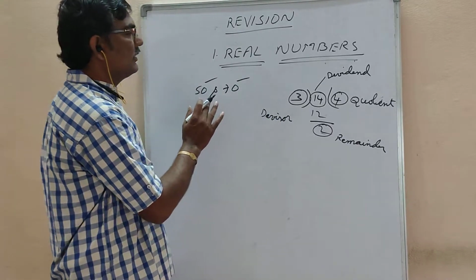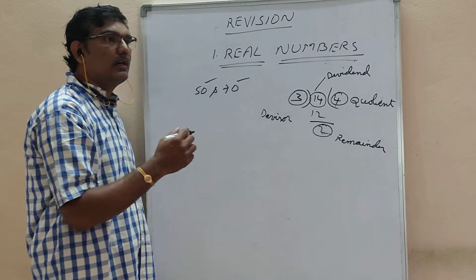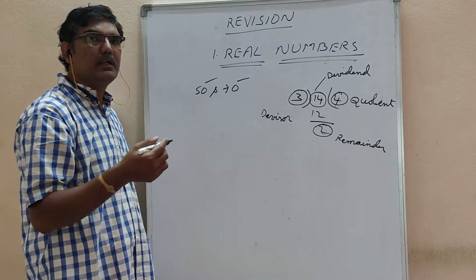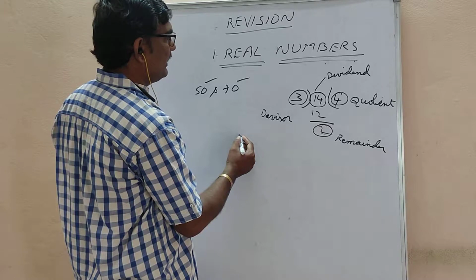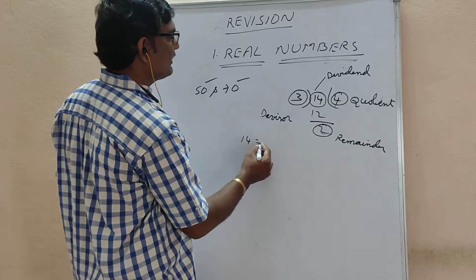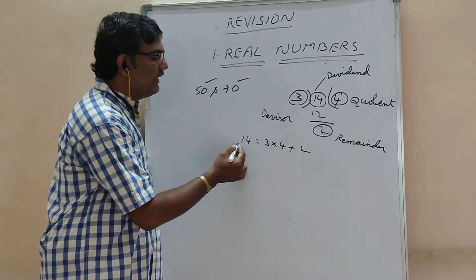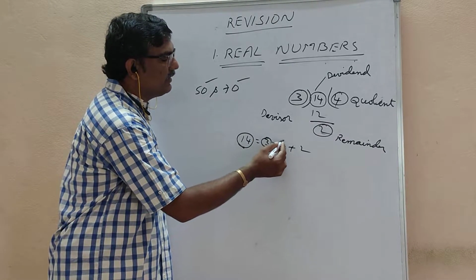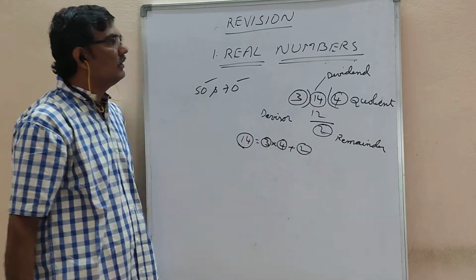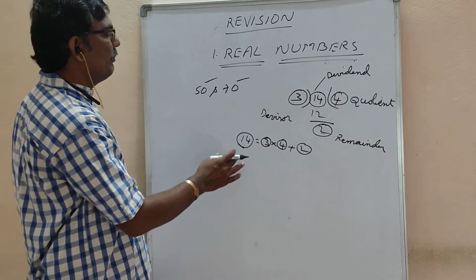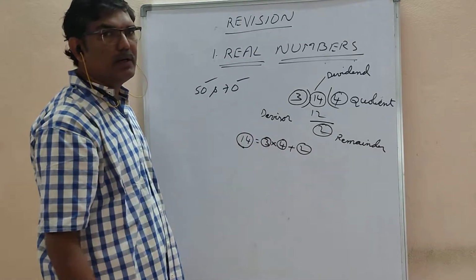This Euclid's division algorithm is nothing but what you already learnt in 4th, 5th classes. The rule is, 14 is equal to 3 into 4 plus 2. So dividend is equal to divisor into quotient plus remainder. This is called the division algorithm. Euclid's division algorithm is renamed as Euclid's division lemma.